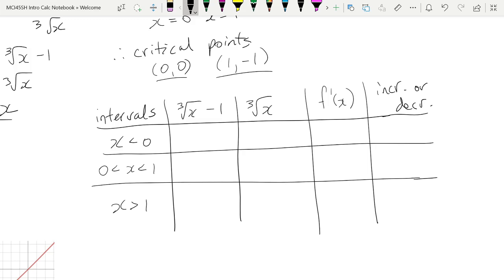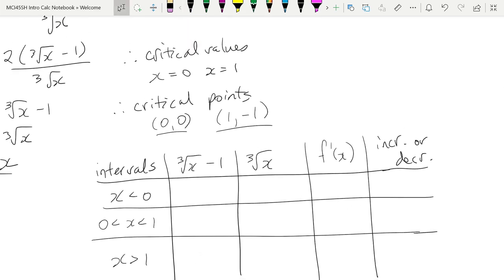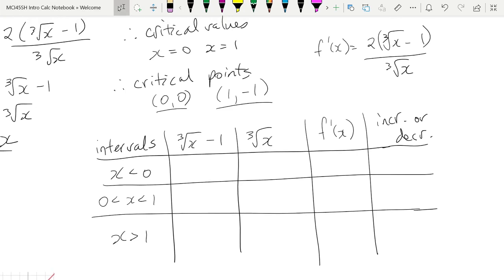Okay, so, let's take a look at what the function is that I'm running this through again. I'm running it through f prime of x is equal to 2 times cube root x minus 1 all over cube root of x there, just to keep that handy so I can see what I'm doing. Okay, if I pick a number that's smaller than 0 and I run it through here, well, smaller than 0 is a negative, and when you cube root a negative, you're still negative, so that's a negative. Once again, if I cube root a negative, you're negative, so a negative divided by a negative is positive.